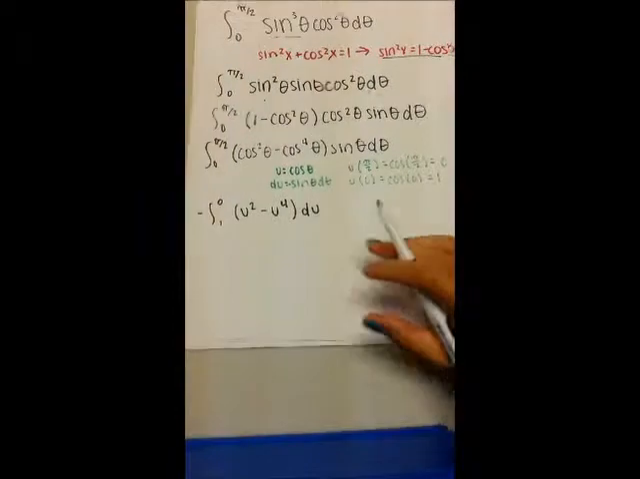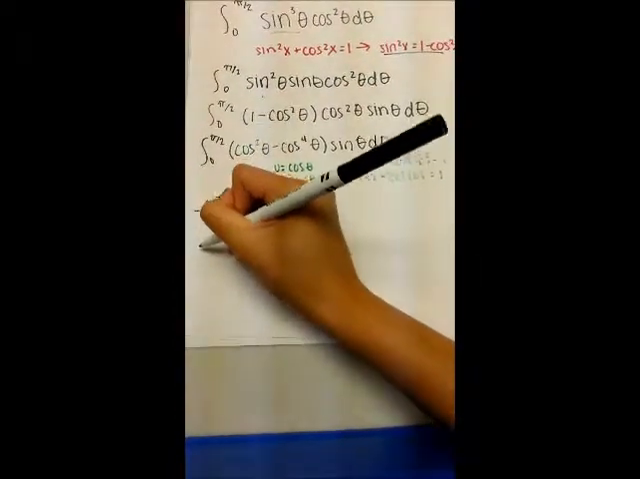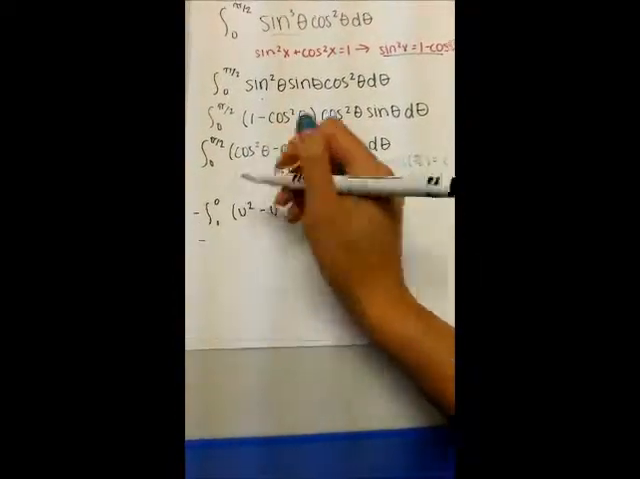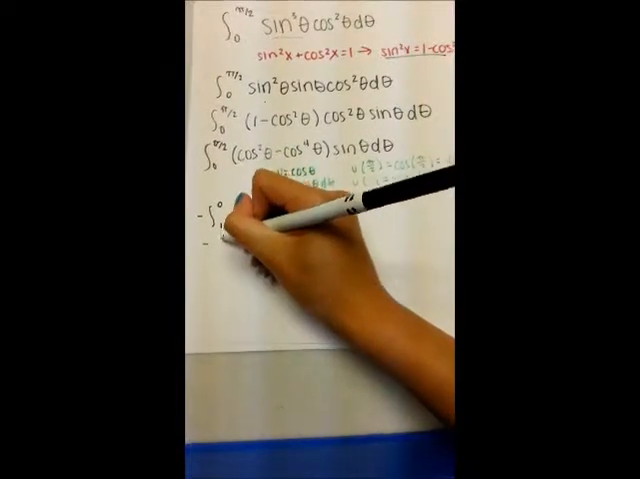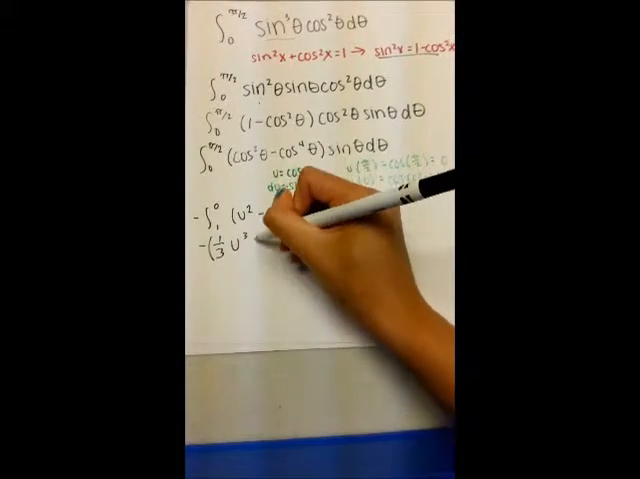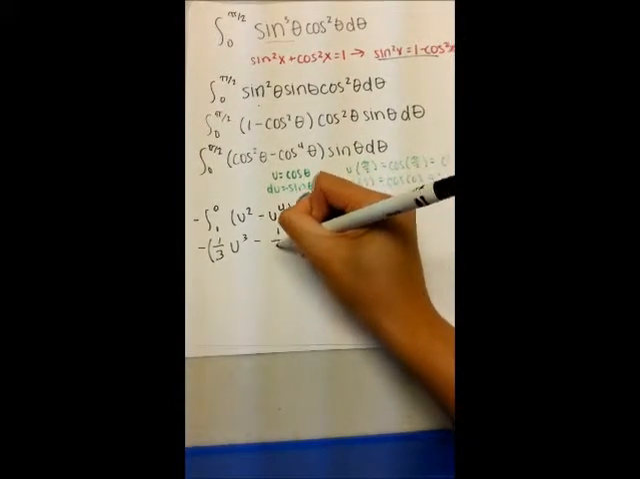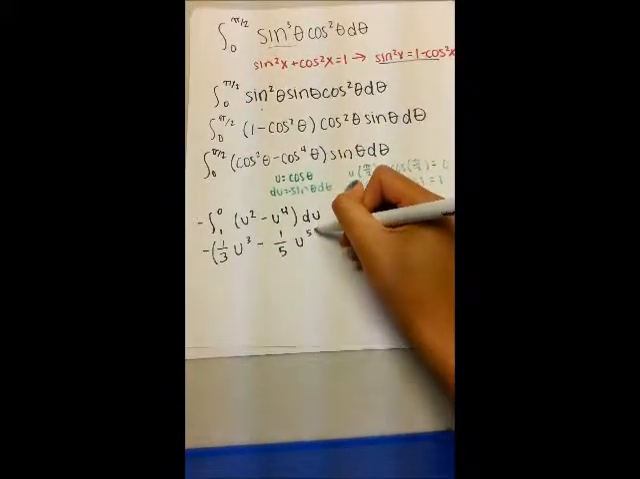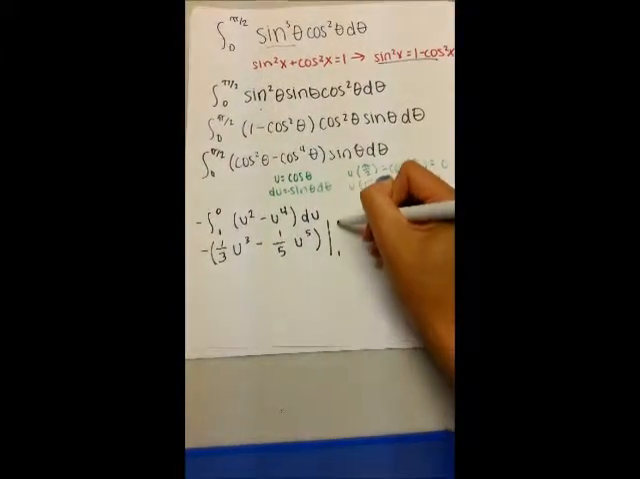And now we integrate it. So that becomes negative, the integral of u squared is 1/3 u cubed, and u fourth is 1/5 u to the fifth, from 1 to 0.